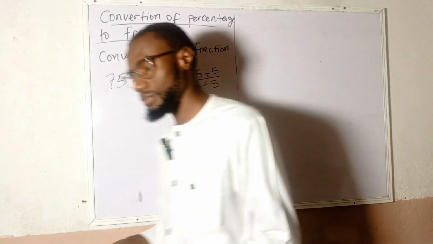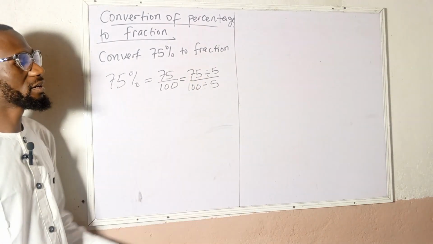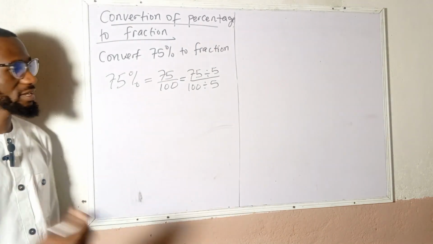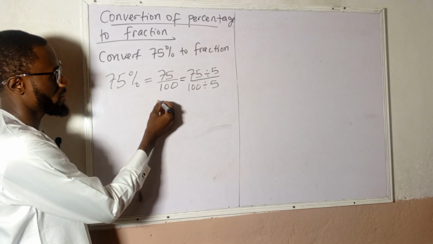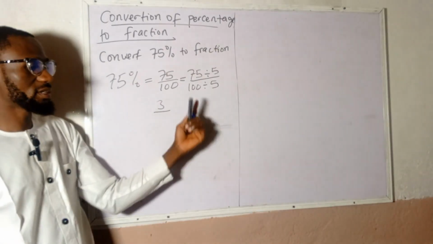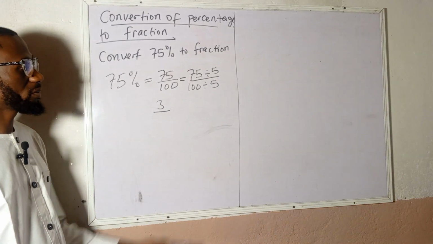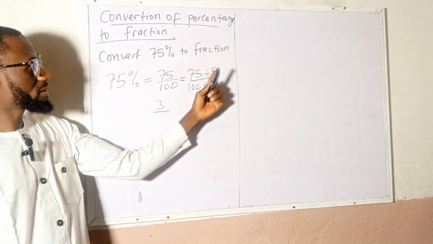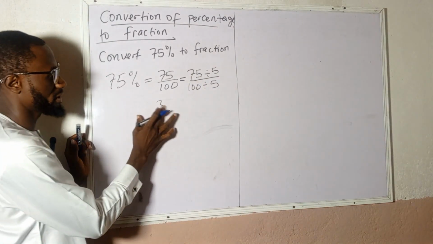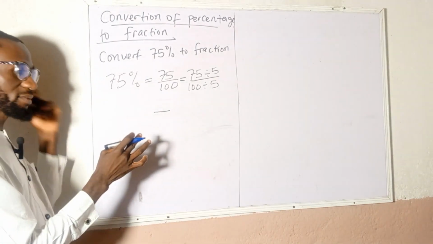Then we can easily convert this by saying 75 divided by 5. How many 5s do you have in 75? It can go 3 times. That is, we have 3 over how many 5s do you have in 100? Okay, 100. This 5 can go into it 25 times. Sorry, it can go 25 times.